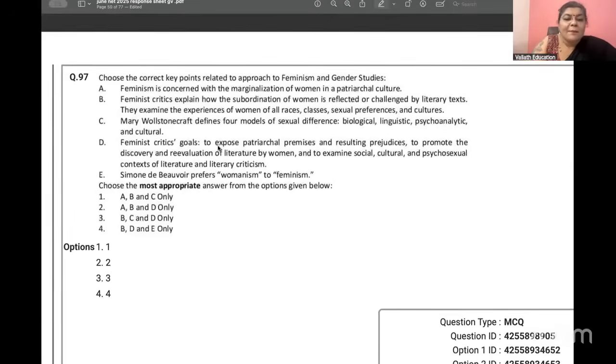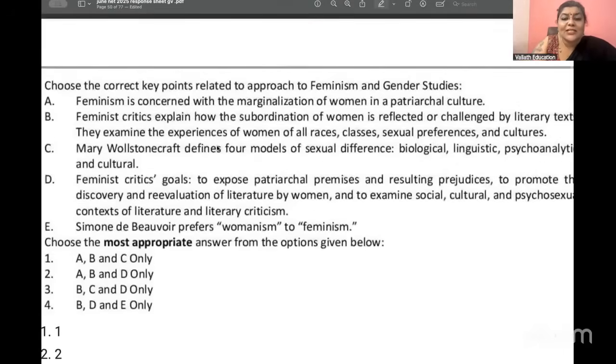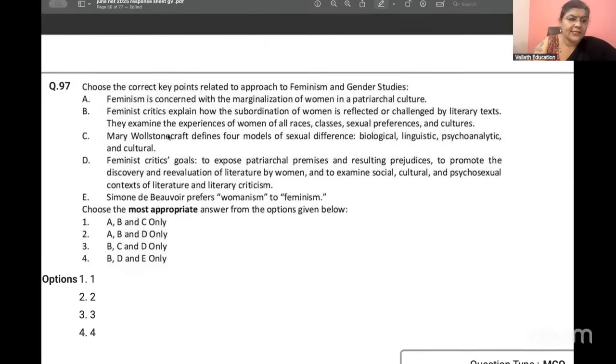Look at this. Feminism is concerned with the marginalization of women in patriarchal culture. Correct. Feminist critics explain how the subordination of women is reflected or challenged by literary texts. Correct. Feminist critics explain that. Mary Wollstonecraft defines 4 models of sexual difference. Mary Wollstonecraft, 18th century. Biological, maybe. Linguistic, maybe. Psychoanalytic, no. There was no psychoanalysis then. Psychoanalysis began with Freud. C is utter nonsense.